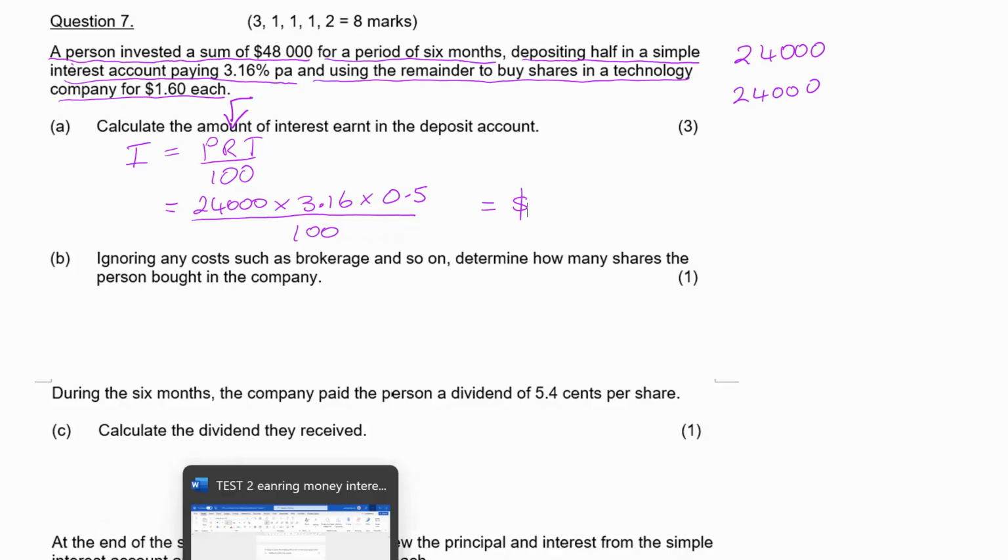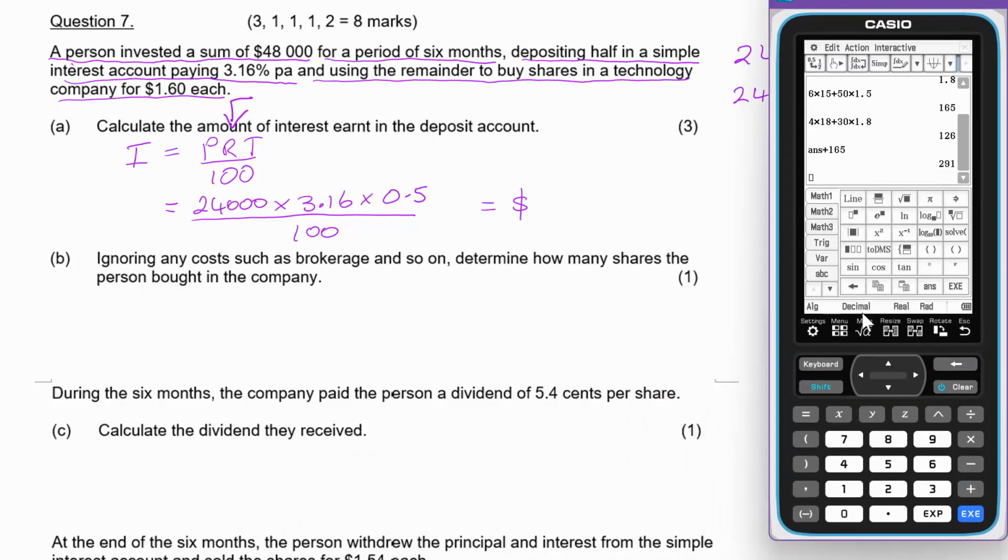So let's bring the calculator back in. And we've got 24,000 times 3.16 times 0.5. We'll divide that by 100. And so that's $379.20.